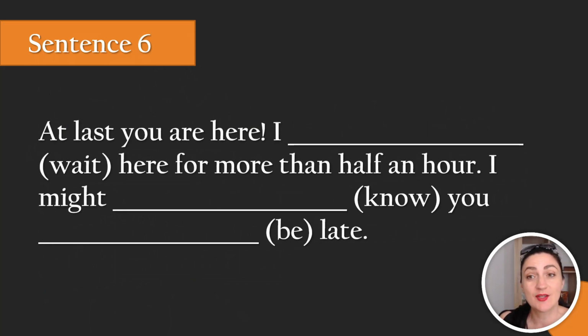At last, you are here. I wait here for more than half an hour. I might know you be late. Again, at last you are here. The whole sentence starting with at last suggests something has been going on for a long time. Too long, in your opinion, and you are annoyed with waiting.